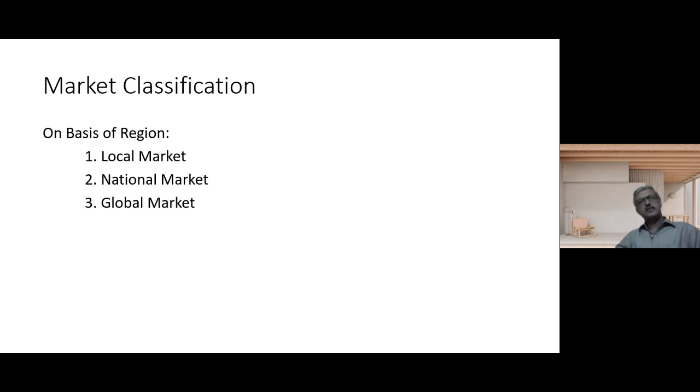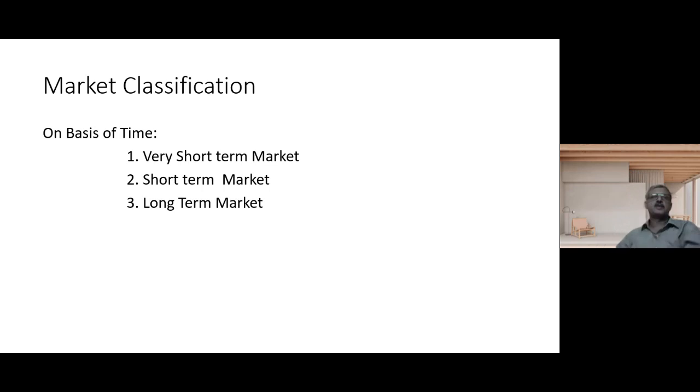So sellers may be anywhere in the world and the buyer anywhere in the world. Now those goods and services are the goods and services of global market. Let's understand on the basis of time frame. Short term market, very short term market, and long term market.